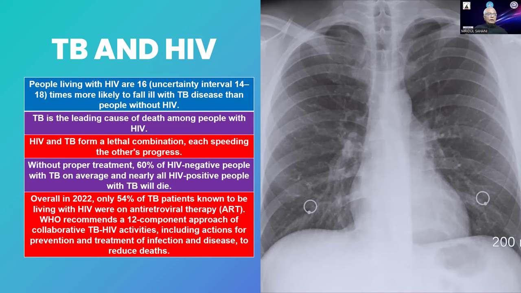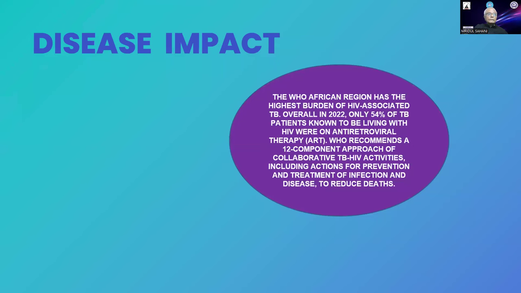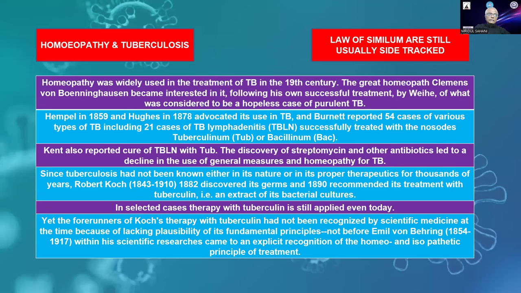HIV and TB form a lethal combination, each speeding the other's progress. Without proper treatment, 60% of HIV negative people with TB on average, and nearly all HIV positive people with TB will die. So overall, in 2022, only 54% of the TB patients known to be living with HIV were on antiviral therapy. So WHO recommends a 12 component approach of global collaborative TB-HIV activities, including actions for prevention and treatment of infection and disease to reduce the deaths.